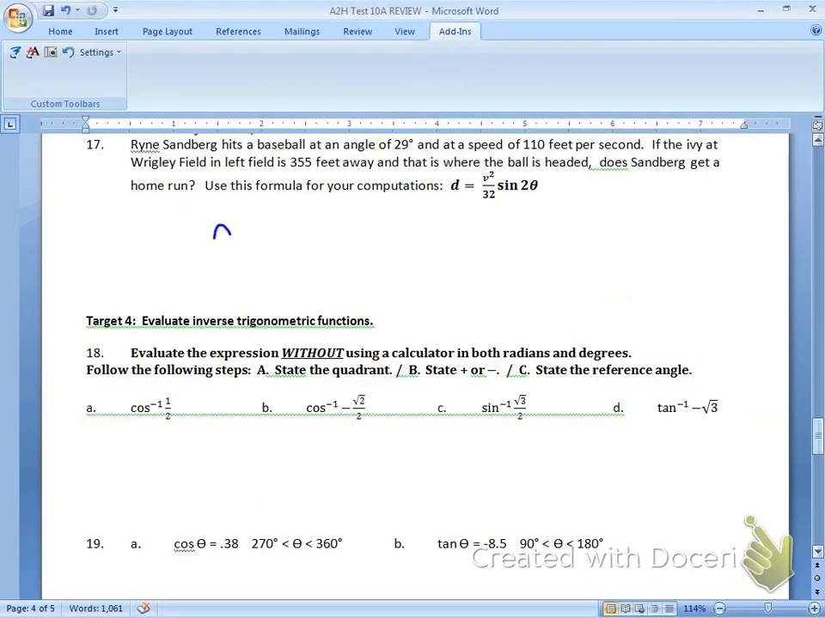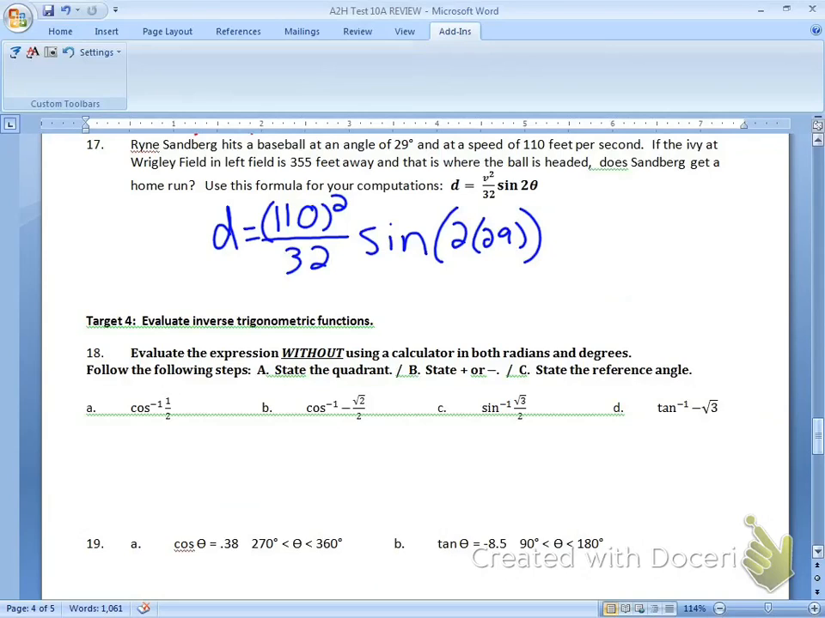So we have D equals, our velocity is 110 squared over 32 times the sine of 2 times theta, and theta is 29 degrees. You do all the math with that, and we get a distance of 320.67 feet. So we need to get 355 feet to get a home run. So does he get a home run? No, he doesn't get a home run.